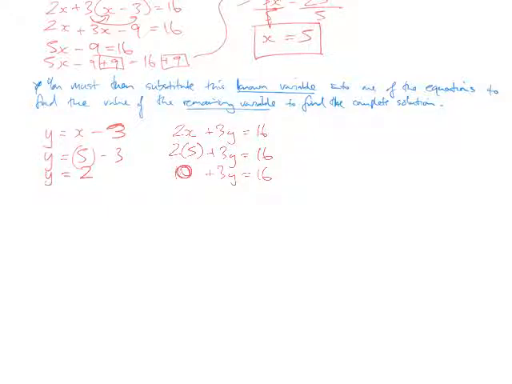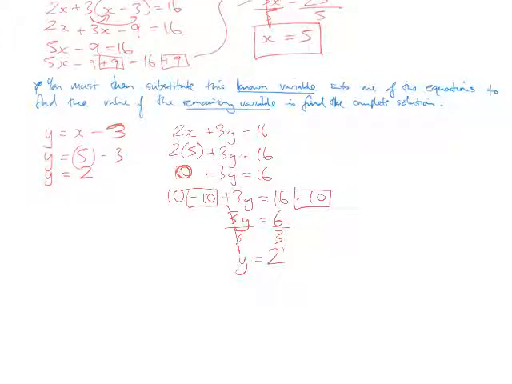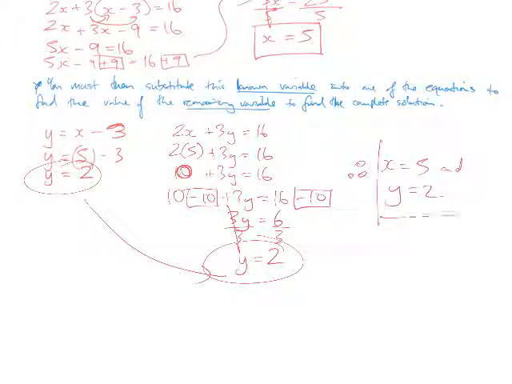Opposite of positive 10 is taking 10. Need to do that on both sides to balance out the equation. 16 take 10. 10 take 10 is 0, so all I have left on the other side is 3y. 16 take 10 is 6. Opposite of multiplying by 3 is dividing by 3. Divide by 3 on both sides. Cancels down to 1y. 6 divided by 3 is 2. They're both the same. That confirms that the solution is, therefore, x is equal to 5 and y is equal to 2.